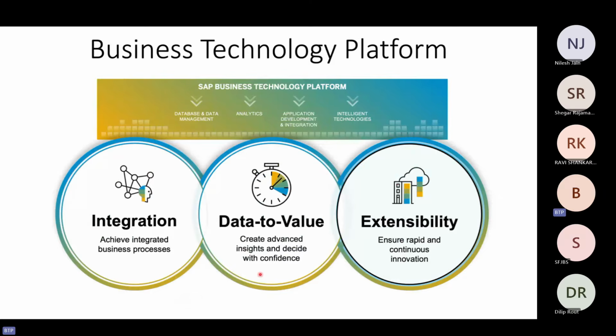Let's go and see how I can segregate these four parts which I was explaining to you. Database and data management, you can see analytics, you can see application development and integration, and intelligent technologies. If I divide these four major parts into three subsections, it will come into these three pictures: one is integration, second is data to value, and the last one is extensibility.